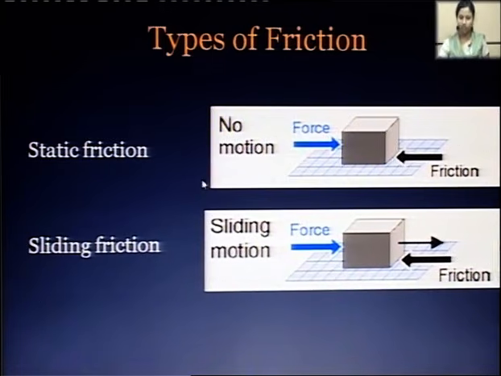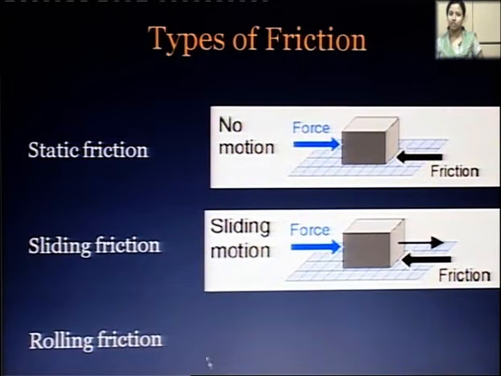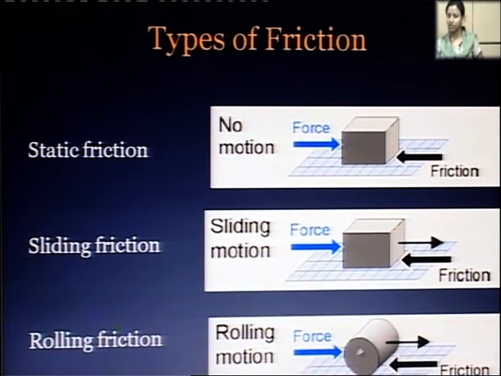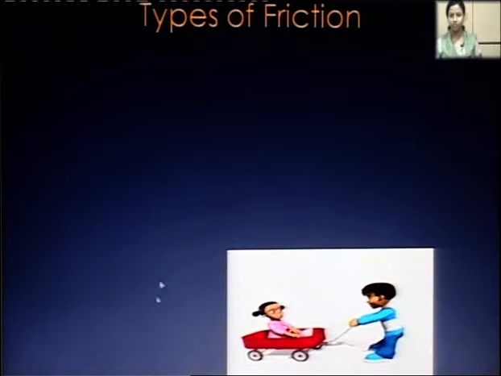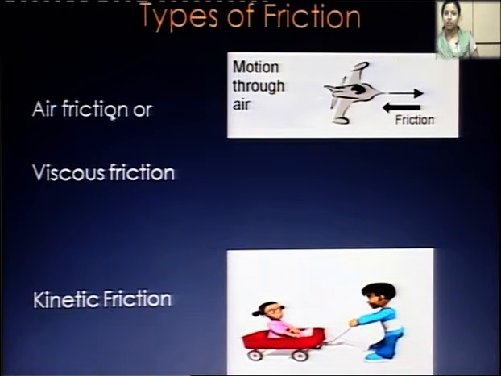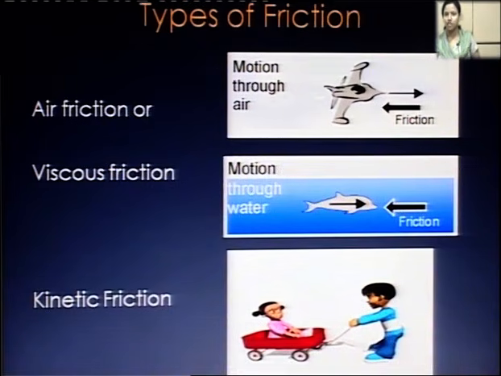Here we pictorially define static friction if there is no motion between the two surfaces, sliding friction if the body starts sliding. Third one is rolling friction, like the tire of a car or a scooter. If the body is rolling like this, then the friction that comes into play is rolling friction. Fourth type is air friction or viscous friction, like the motion of a helicopter or an aeroplane in the air. So the friction acting here is called air friction.